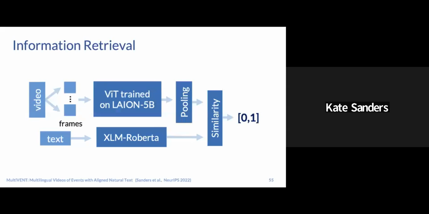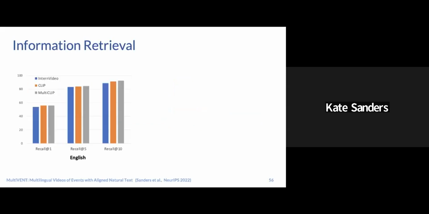So what we did was we developed a model, multi-clip, which is very similar to the clip video understanding model. We replaced, though, the vision transformer with a transformer trained on the multilingual Lion 5 billion dataset, and replaced the text encoder with an XLM Roberta model. And then we did a pooling mechanism for all of the frames in the video. We sampled like 12, I believe, and then pooled them all together for a final output.